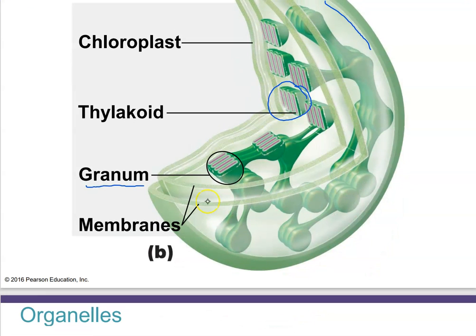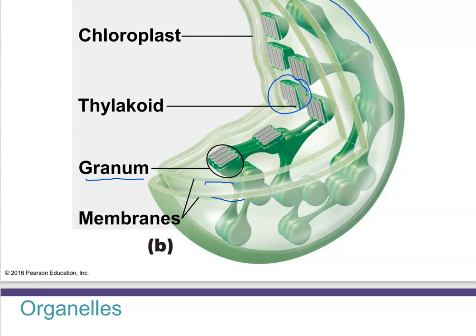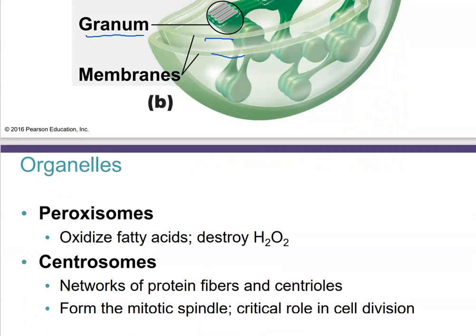And then here the two membranes. Again, we have three organelles that have a double membrane enclosure. That would be the chloroplast here, the mitochondria, and then the nucleus, of course.